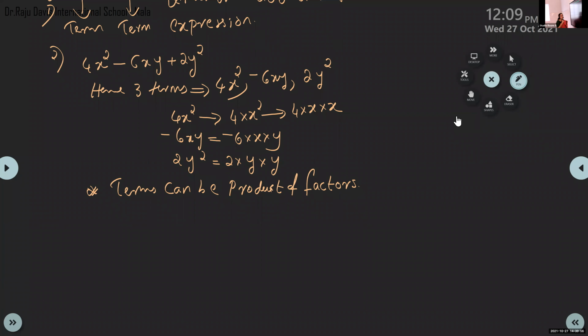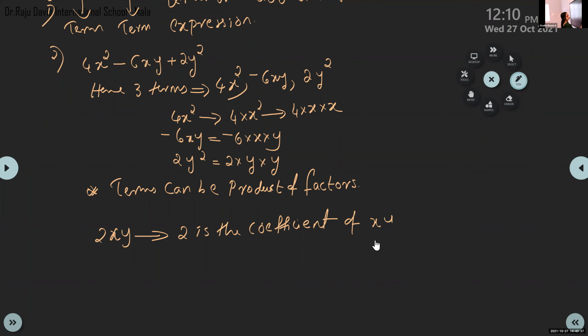All of you wrote up to this. Can I say the next point? Yes, sir. Okay. Next is about coefficients. See, 2xy is a term, and I have already explained 2 is a constant, x and y are variables. In this term, 2 is the coefficient of xy.